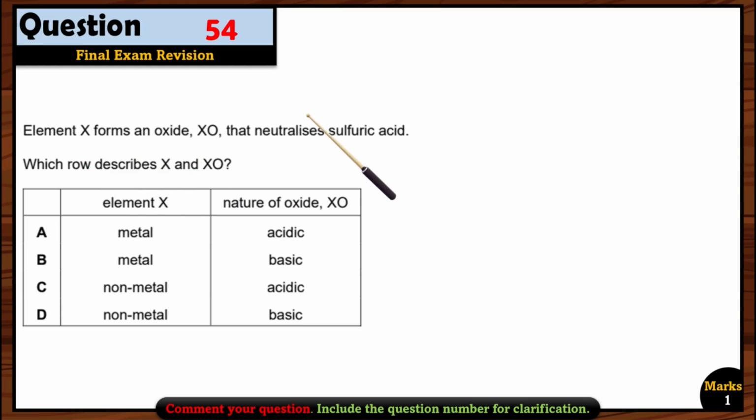It's a metal because it can neutralize sulfuric acid, which is acidic. Which row describes X and XO? So X is a metal and the nature of the oxide will be basic. So option B is correct.